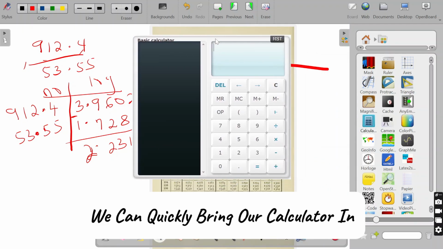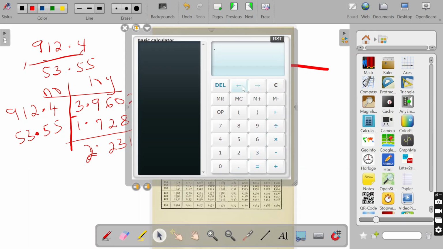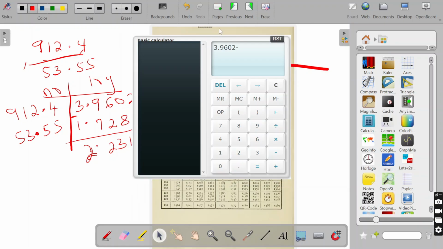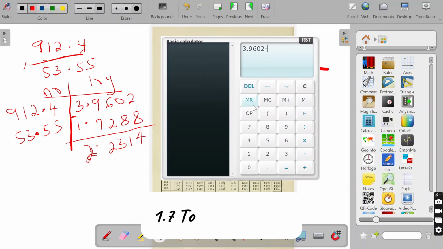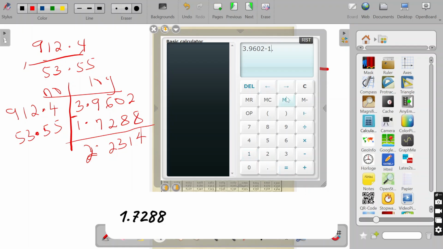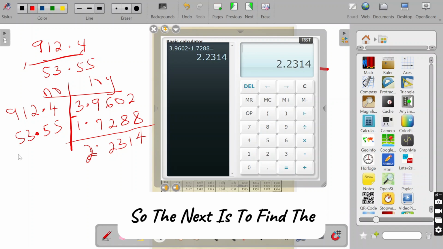So quickly bring the calculator in. 3.9602 minus 1.7288 gives 2.2314. Okay. So the next step is to find the antilog of this number.